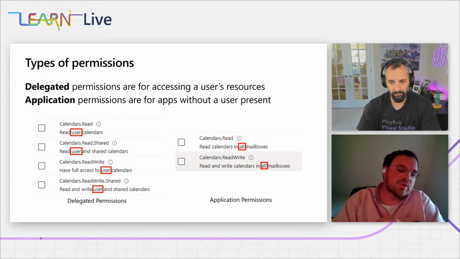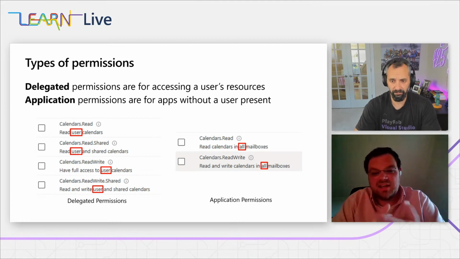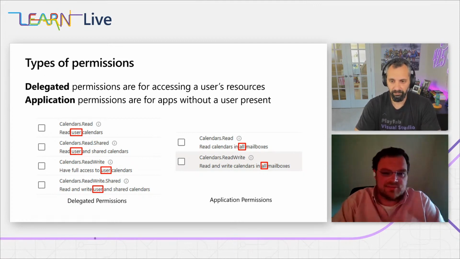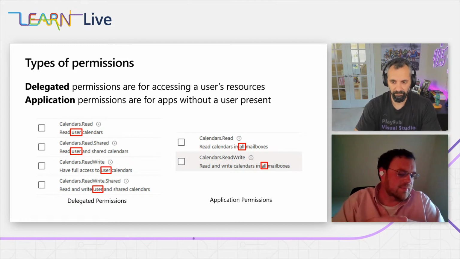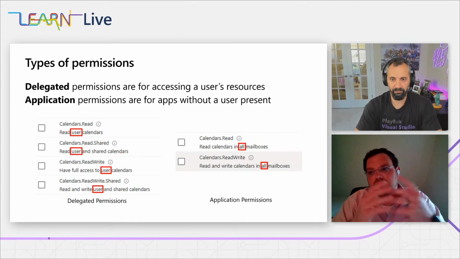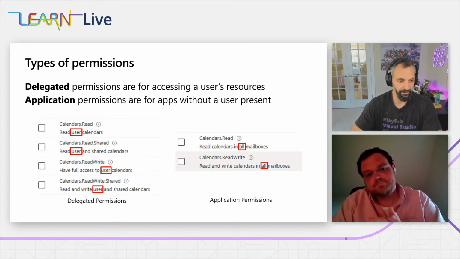So app permissions you see being used a lot more in things like integration, enterprise app type scenarios. Like if you need to export a bunch of data, import a bunch of data, run maintenance tasks, that sort of thing. That's where we see app permissions used more so than delegated. If you're building an app where you want to operate on a user's data, and that user's sitting in front of the app, that's when delegated permissions are the better way to go. Nice. Thank you.